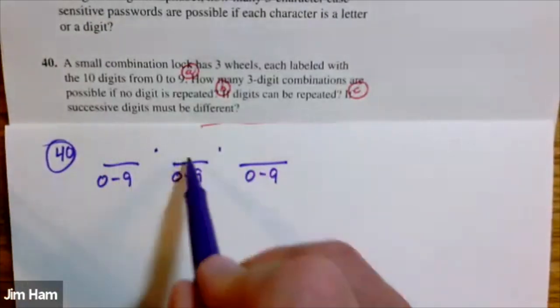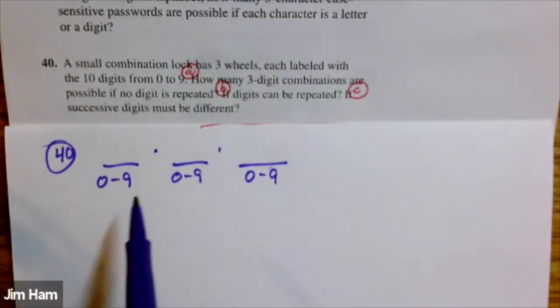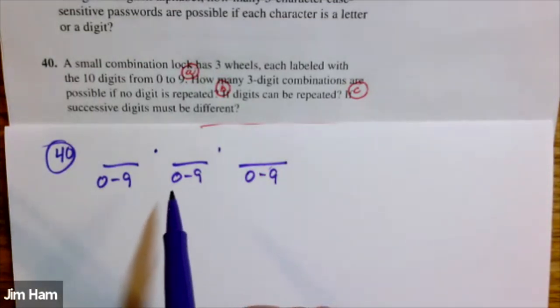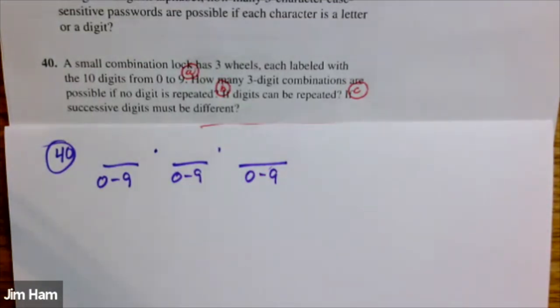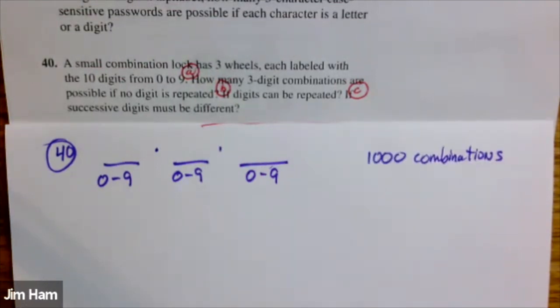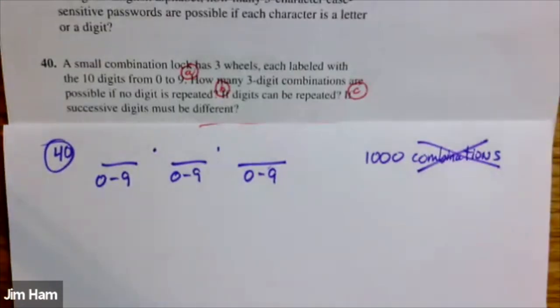So you have to select the 3 different numbers. The first number can be 0 to 9. The second number can be 0 to 9. The third number can be 0 to 9. 10 times 10 times 10, and we say 1,000 combinations. And that's actually a misnomer. It really should be 1,000 permutations. But we call it combinations when we deal with locks for some reason.